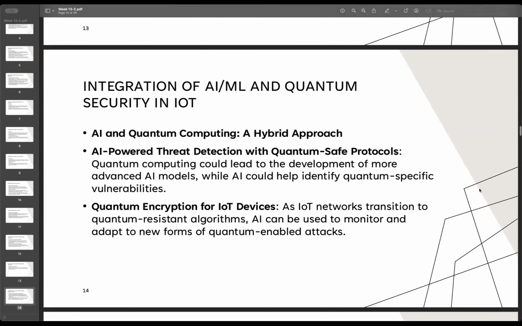And when we talk about integration, how can we use AI, machine learning, and quantum security in IoT or smart things? Maybe we can have a hybrid approach. We can use AI powered threat detection, and then use a quantum safe protocol. Right now we do not have details, but it's more of an idea.